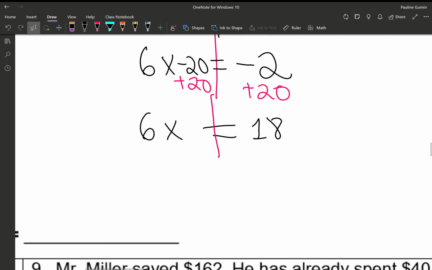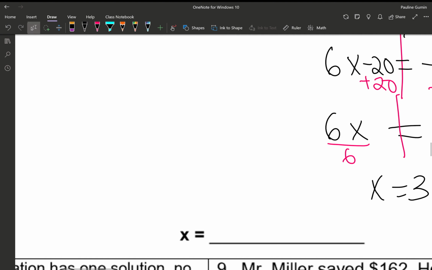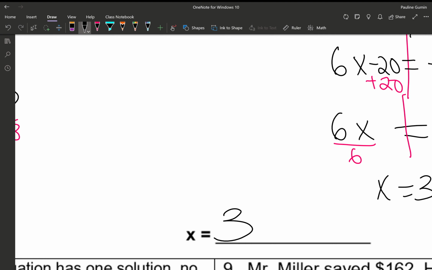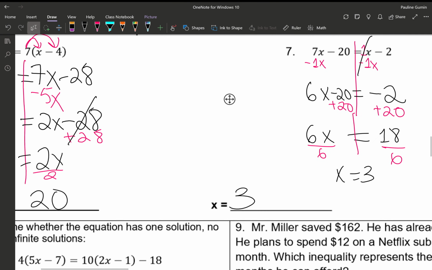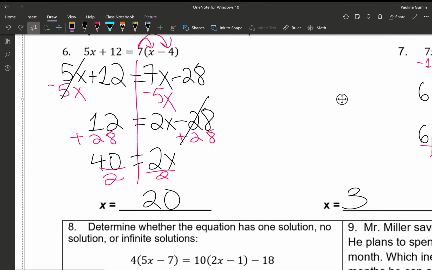And we get to finish this up by dividing both sides by 6. X equals 3. Oh, whoops. Here it is. X equals 3. Okay. Onwards to number 8.